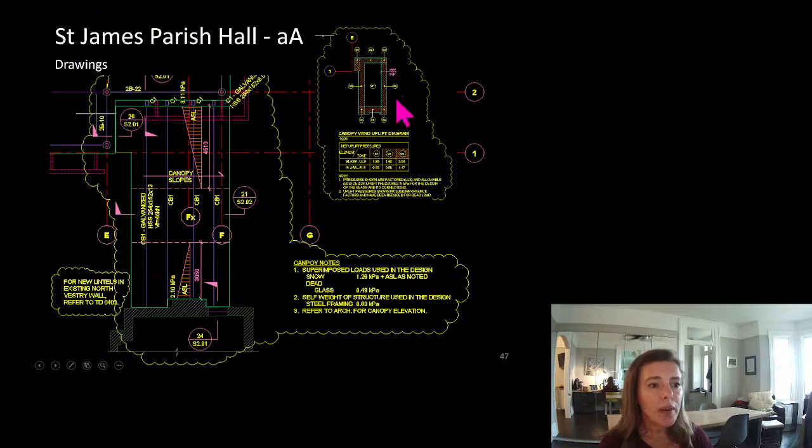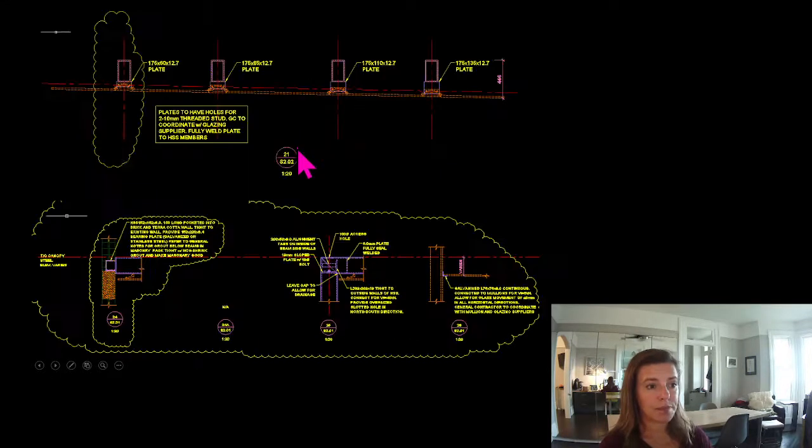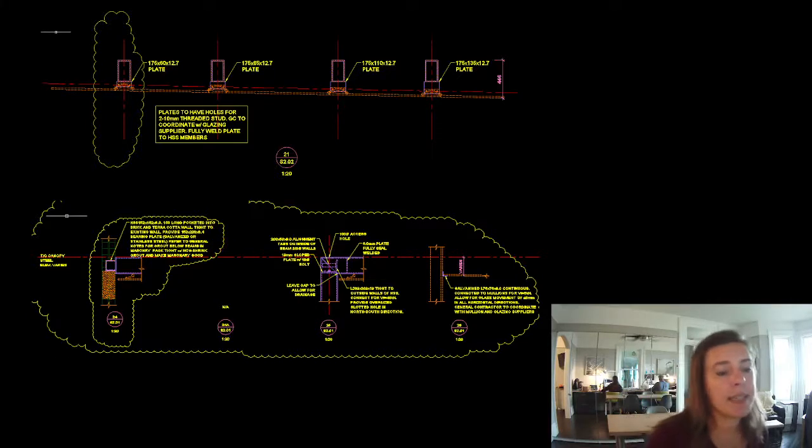Ooh, look right here. Look what I have right here. This is a wind uplift diagram of this canopy, because I'm doing the design of the steel, but somebody doing the glass needs to know what loads to use as well.